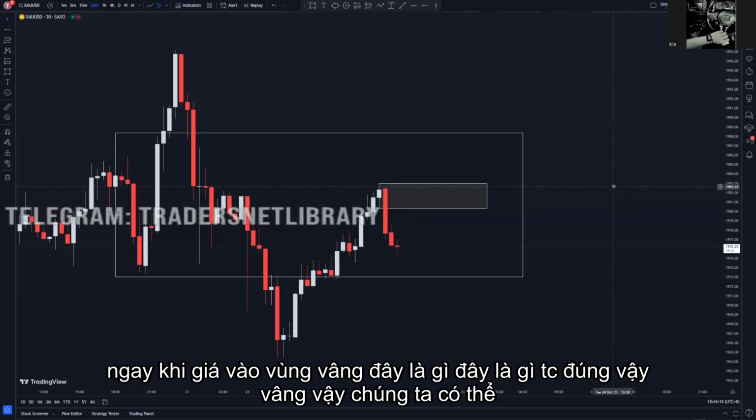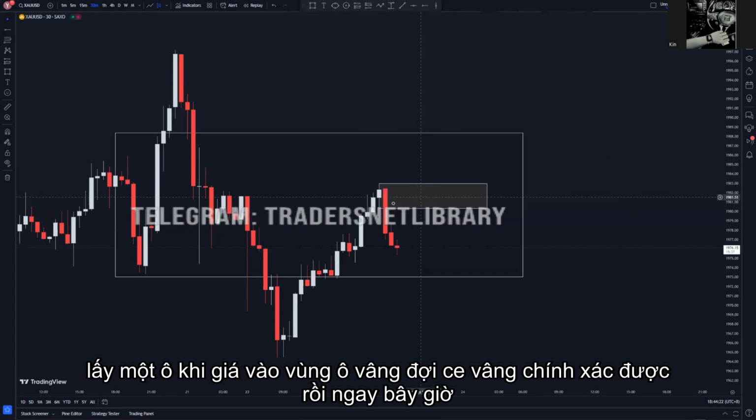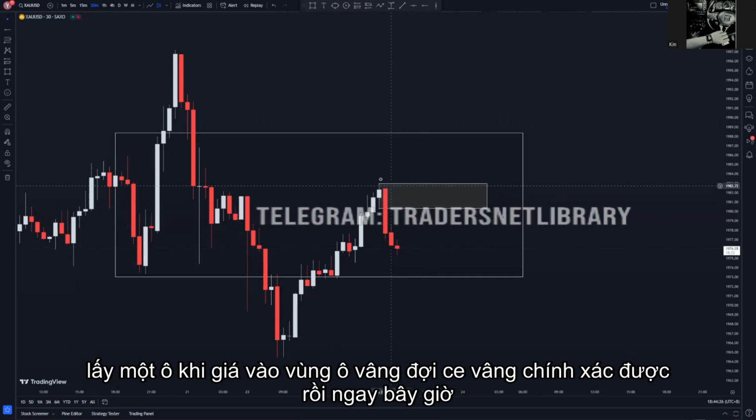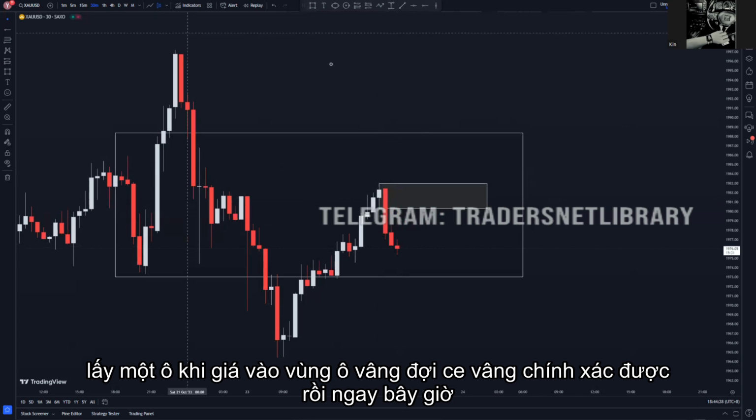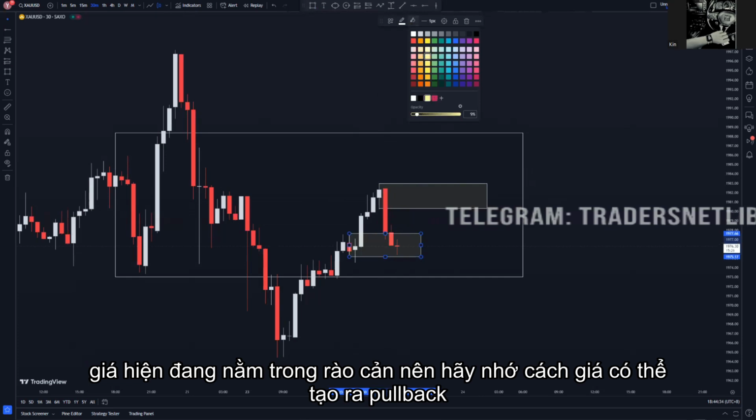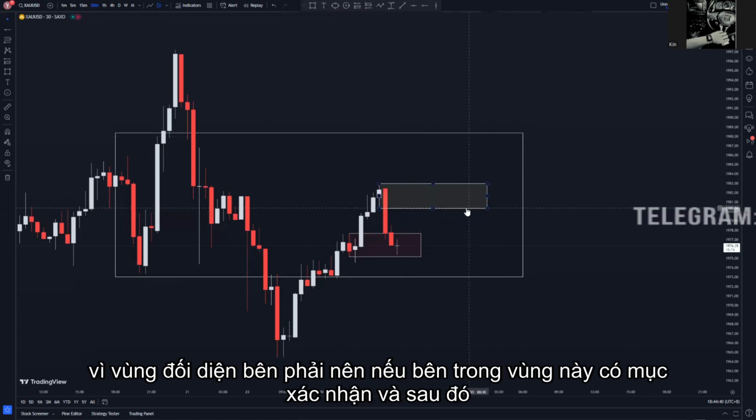So can we take a sell when the price gets into the sell zone? Yeah, wait for CE. Yes, exactly. Right now, the price is currently in the roadblock, right? So remember how the price can create a pullback because of the opposite zone, right?